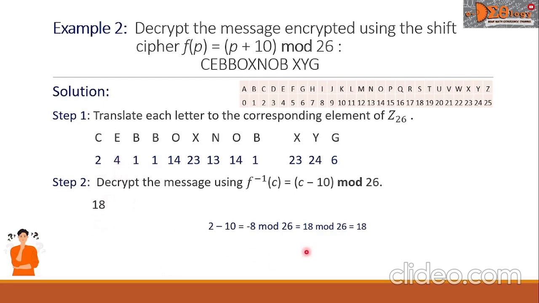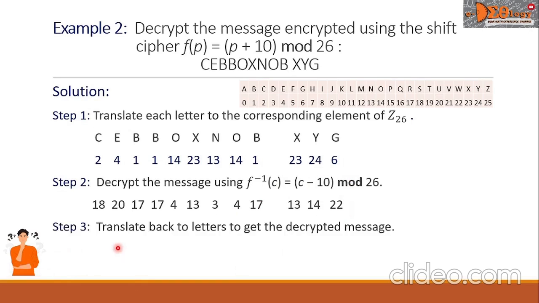This pattern we're going to use for the remaining numbers. The number 4 becomes 20, 1 becomes 17, 1 becomes 17, 14 becomes 4, 23 becomes 13, 13 is 3, 14 is 4, 1 becomes 17, 23 is 13, 24 is 14, 6 becomes 22.